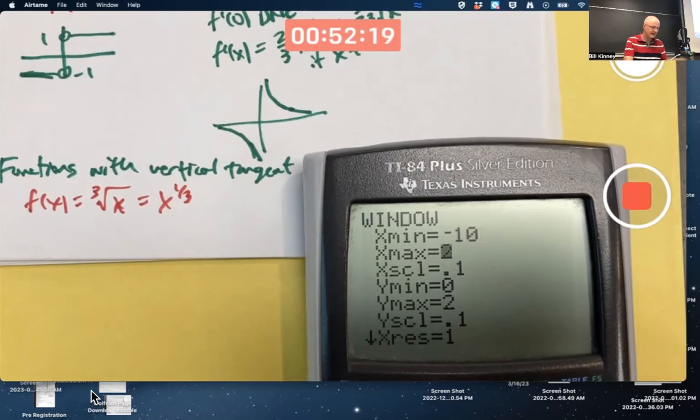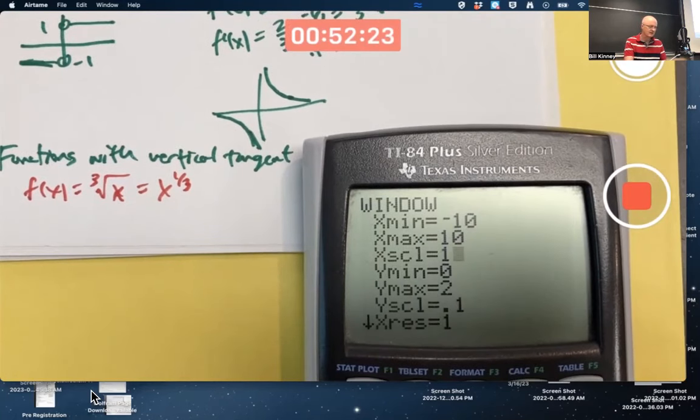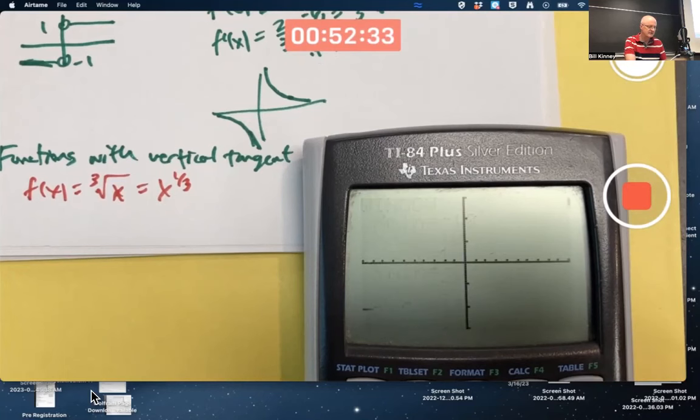I'm going to go from -10 to 10 for x. Make my tick marks 1 unit apart. For y, I'll go from, we'll just say -3 to 3. What does the graph of the cube root function look like? Here it is. Looks pretty nice.